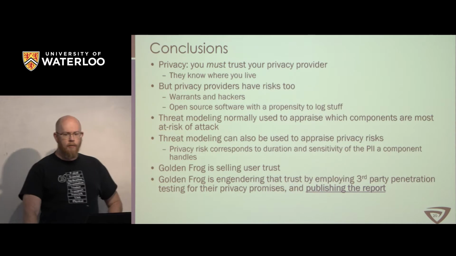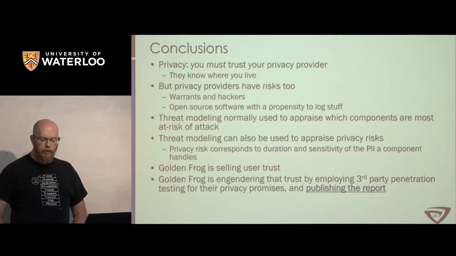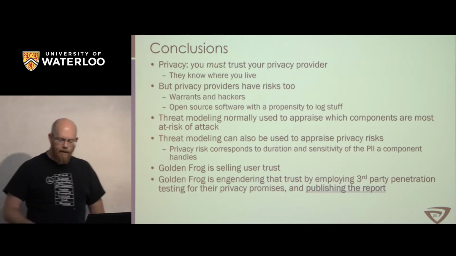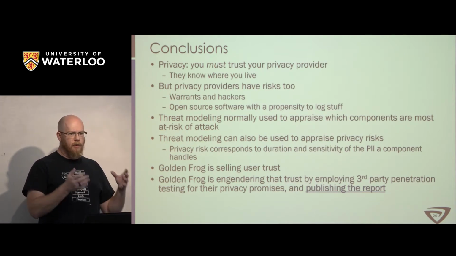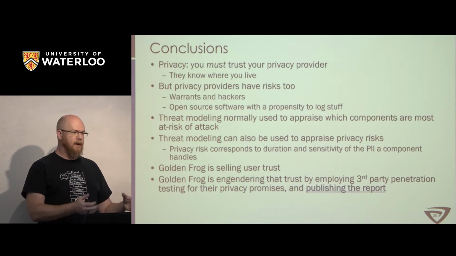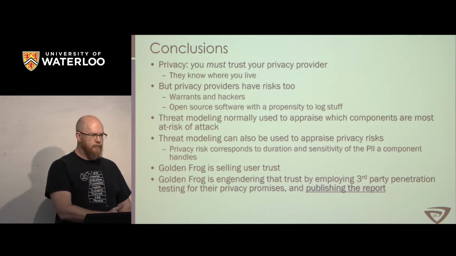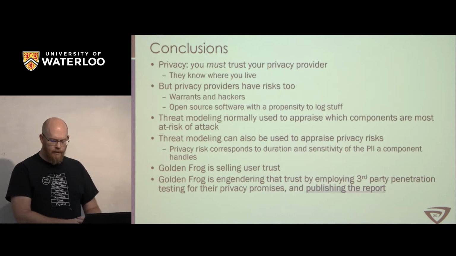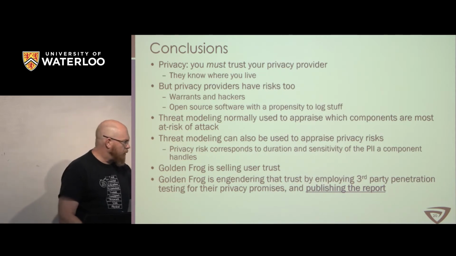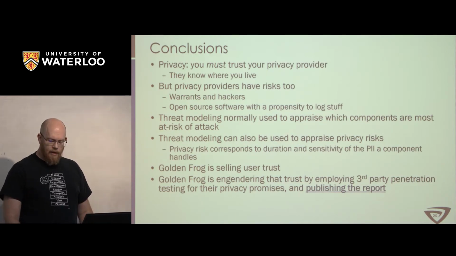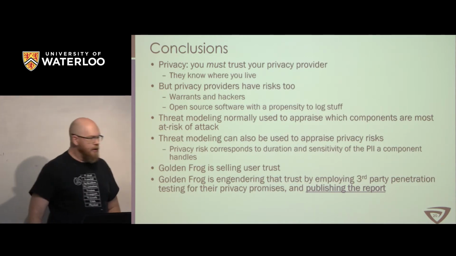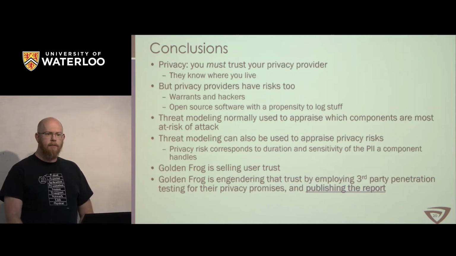Threat modeling, normally used for security, can also be used for privacy. Privacy risk corresponds to the sensitivity and quantity of sensitive data that each component handles. That's the hot potato security model. Our customer, Golden Frog, is selling trust. They're a trust vendor. And they're engendering that trust by employing third-party pen testers to assure that they are doing the best job possible at delivering on that promise.